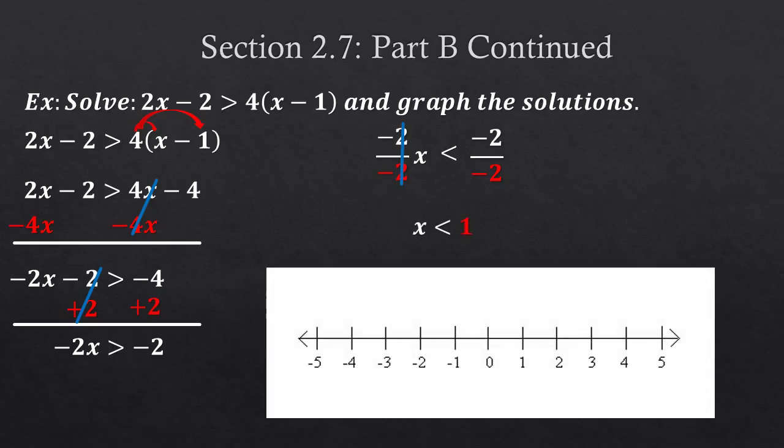Here's my graph. Find positive 1, which is on the right-hand side of 0. Open circle. The arrow is now pointing to the left, so draw my arrow to the left.